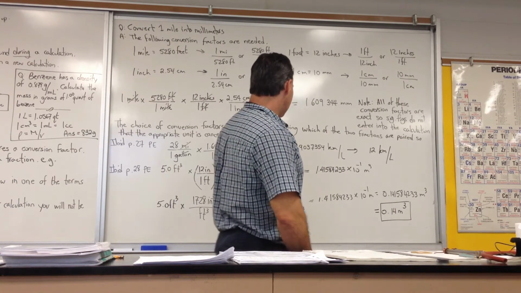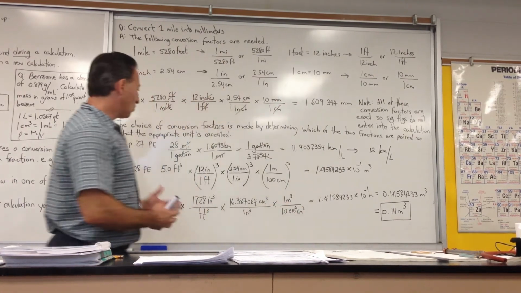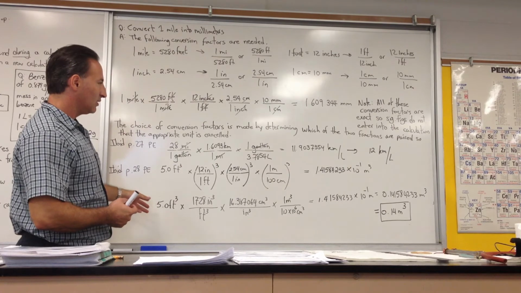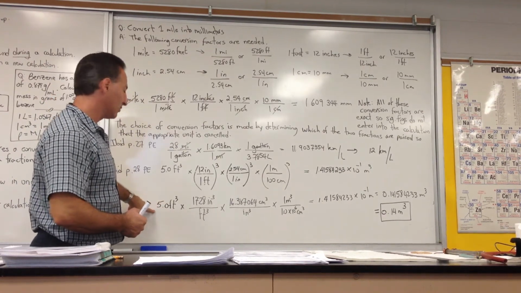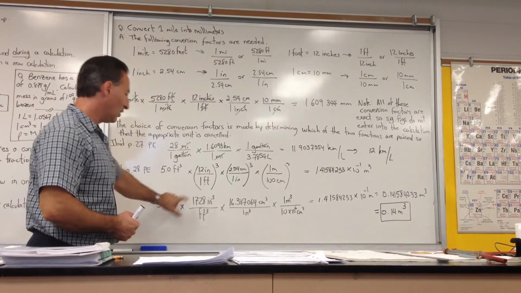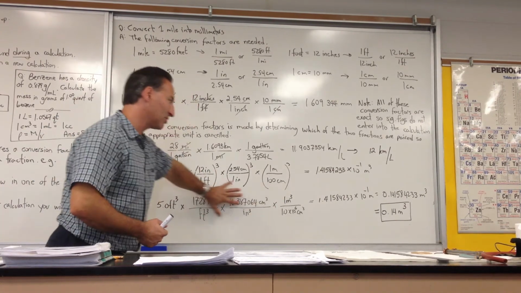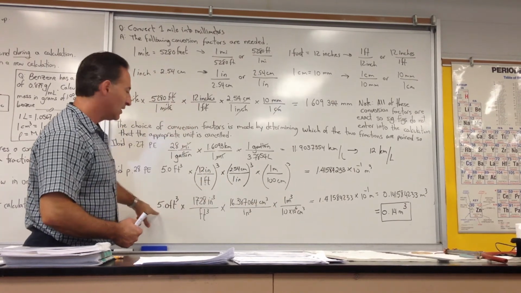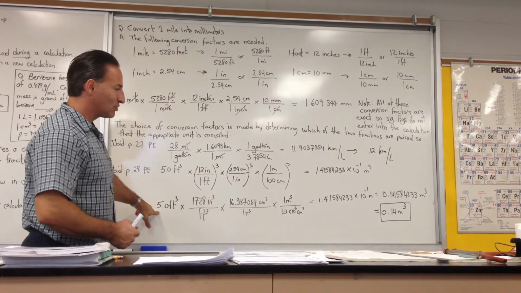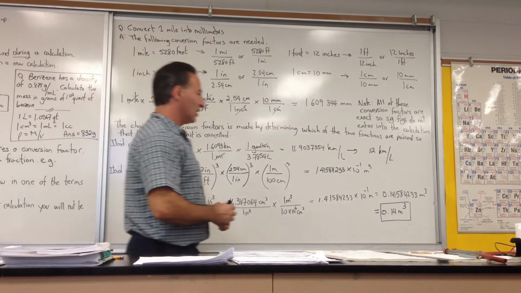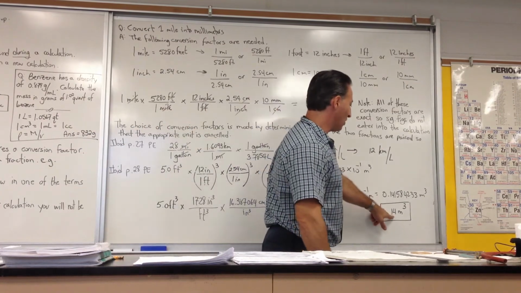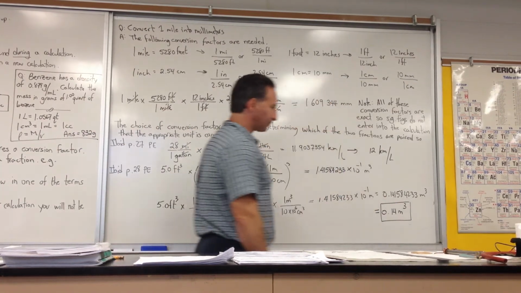And when I write my final answer, I have to look at which one of these numbers, if any, has a limiting number of significant figures. And that would be the first number, 5.0 cubic feet. All these are conversion factors, so they're exact numbers. You don't have to worry about them. But this is a measurement, and it's only got 2 significant figures. So the answer can only have 2 significant figures, and so we round this off to 0.14 meters cubed.